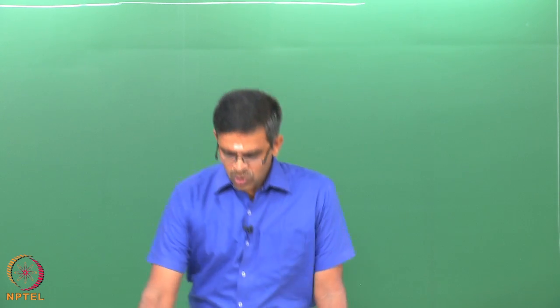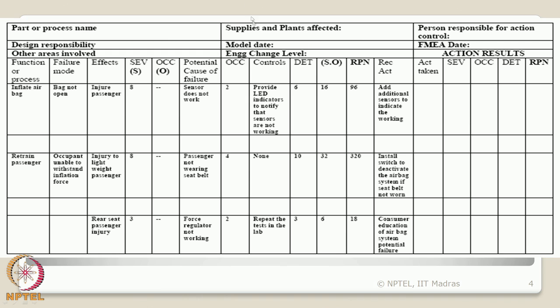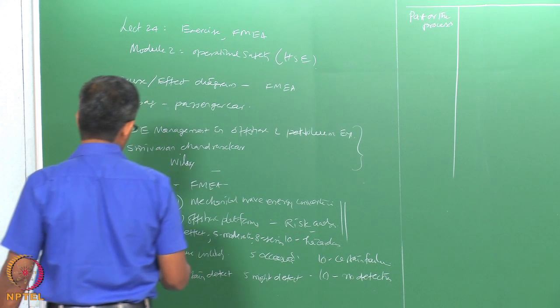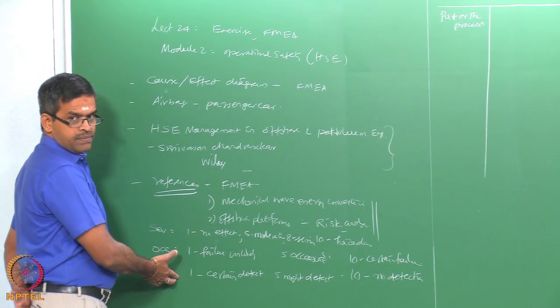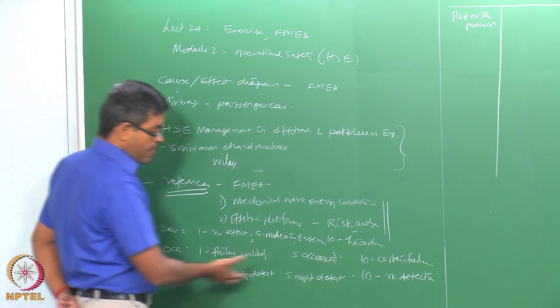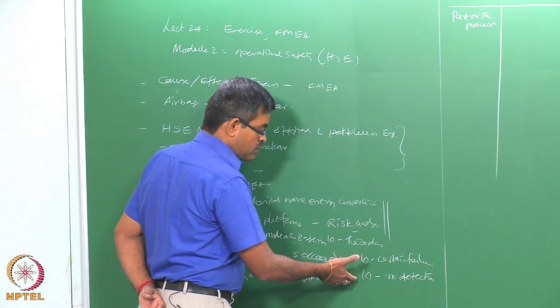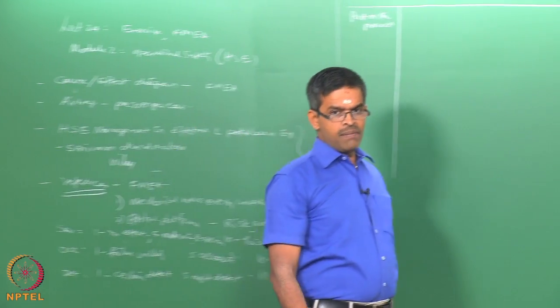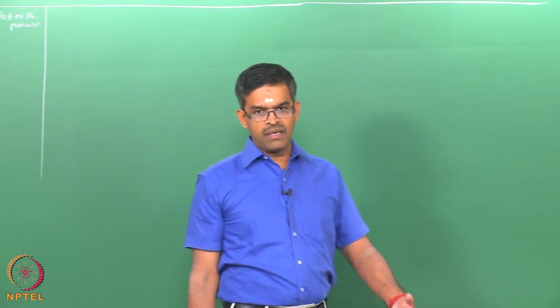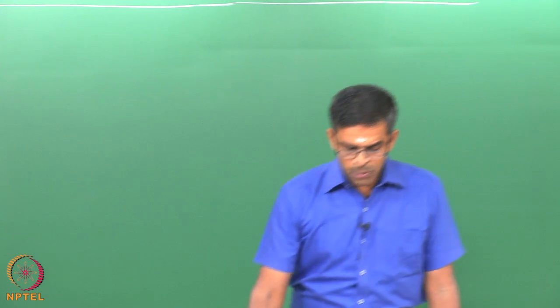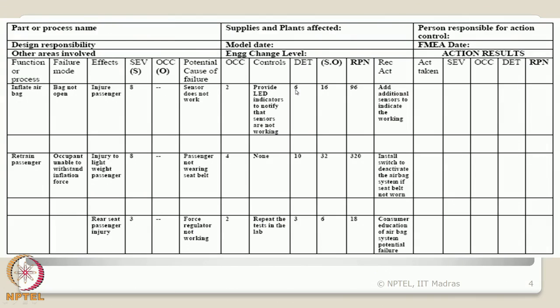So, with that provision made in the model change, the detectability of this failure mode is becoming higher. What does it mean? You can certainly detect the failure, but let us say 6, because the LED sensors may also not work because of improper battery functioning. So, let us put a scale of 6 here on a scale of 10.